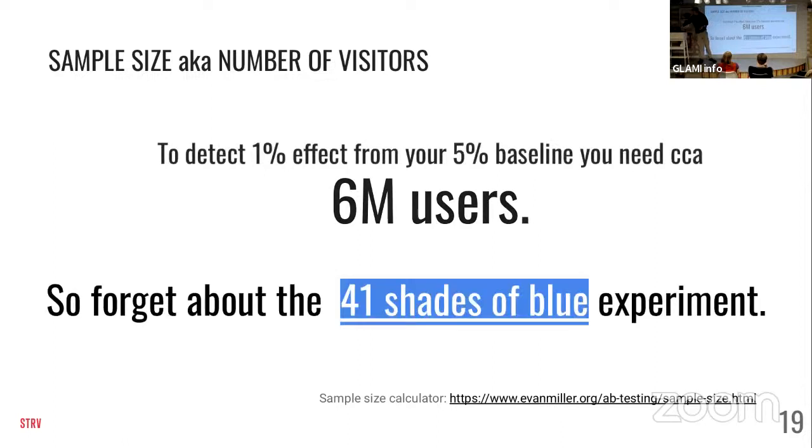You may read about the 41 Shades of Blue experiment. It was run by Google, and at Google you have ads above a search result, and the links in these ads have a color, which is blue. They tested 41 shades of this blue, and well, they ended up with one winner, and the revenue from this experiment was $200 million.